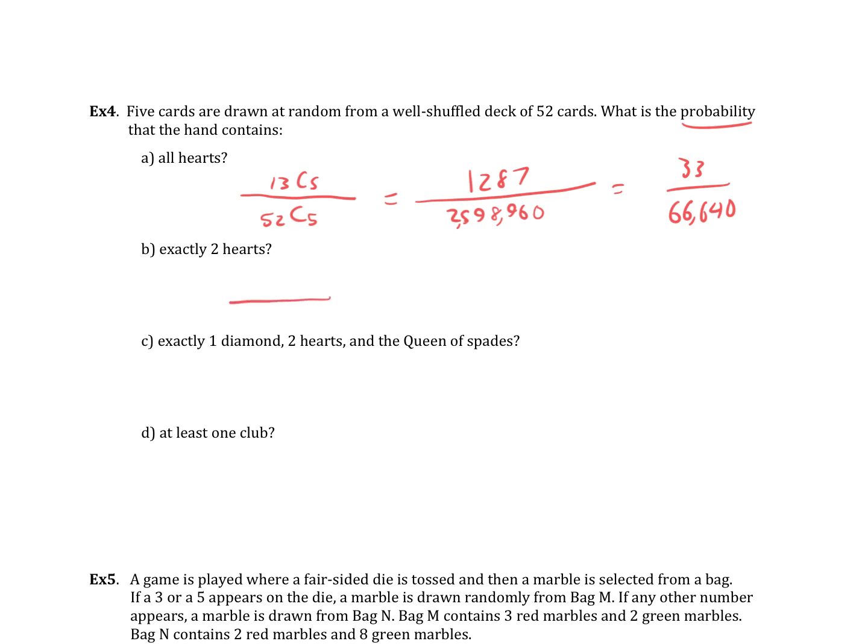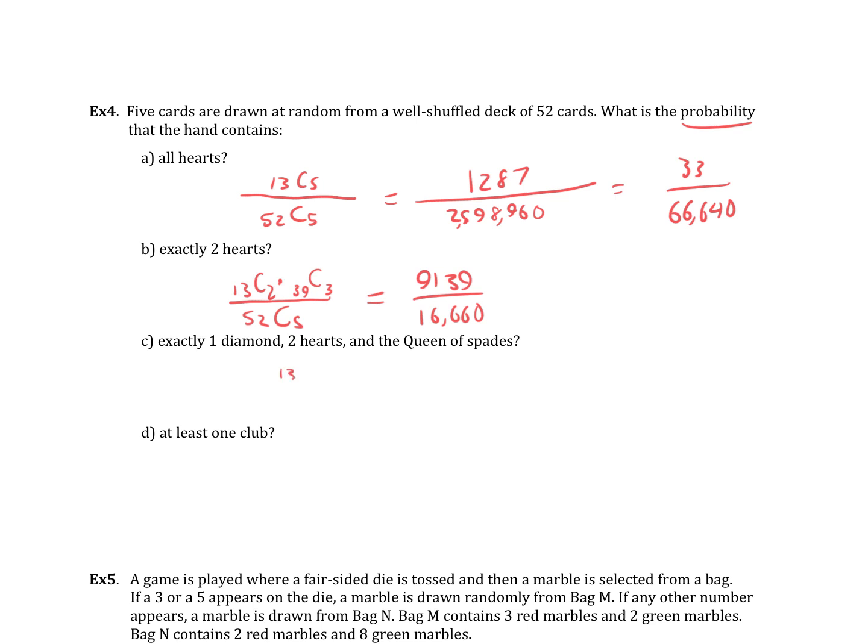Exactly 2 hearts. Okay, so out of 52C5, exactly 2 hearts. That's 13C2. But then the other cards have to be non-hearts. So these other 3 cards have to come from the 39 cards that are not hearts. All right, do I have to keep doing this? Maybe I should. Okay, so on that one I get 9139 out of 16660.